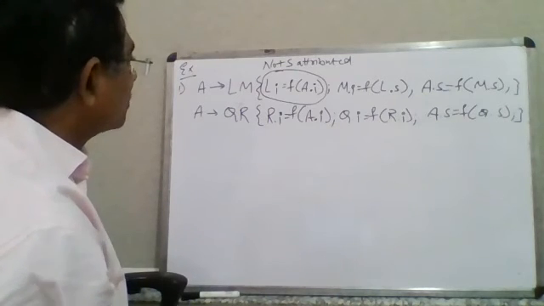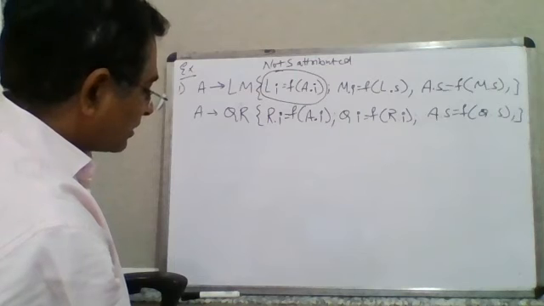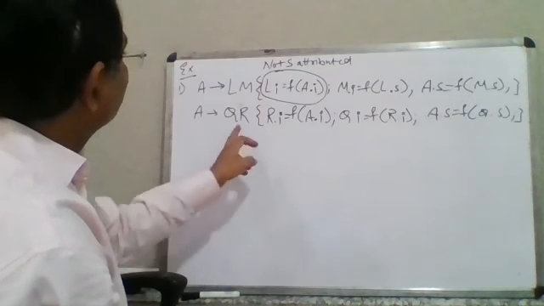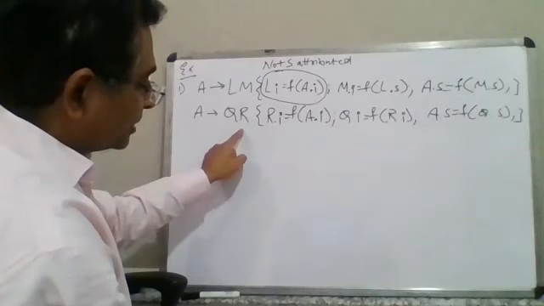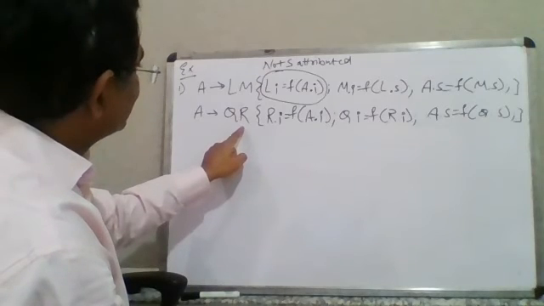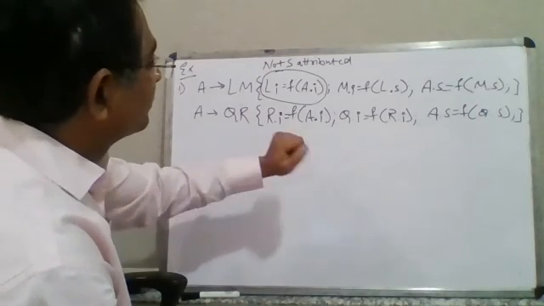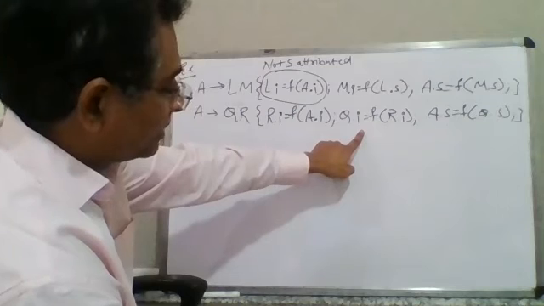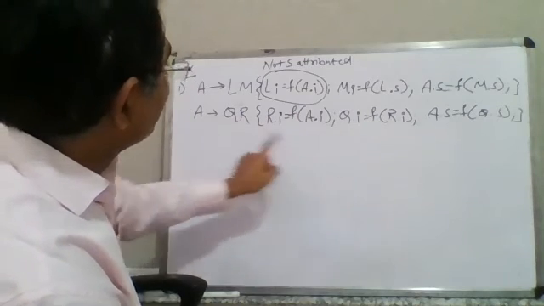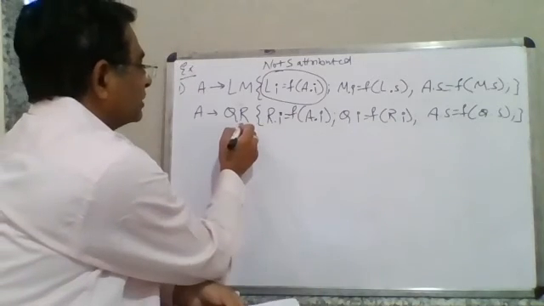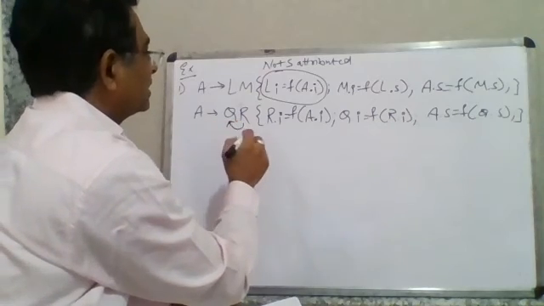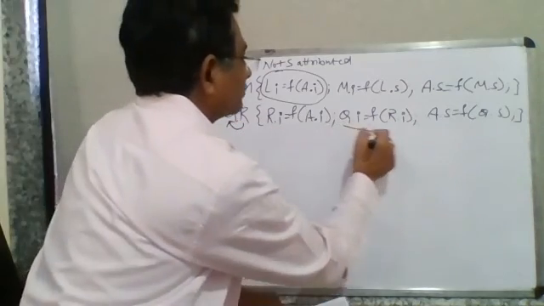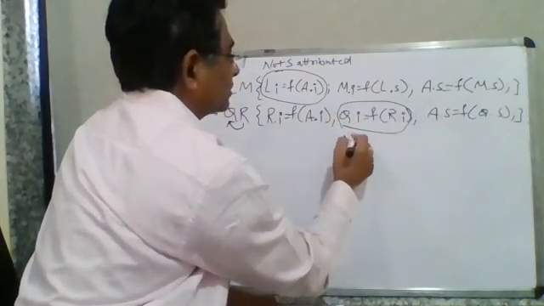A tends to QR. What about this? R.i is equal to a function of A.i. Is it L attributed? Yes, it is L attributed. And Q.i is equal to a function of R.i. See, Q.i cannot have the value from R.i, right? So clearly this is not L attributed.